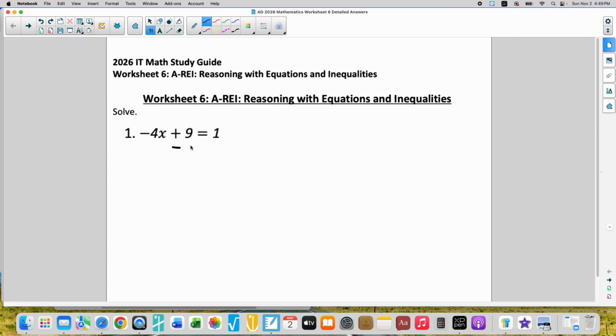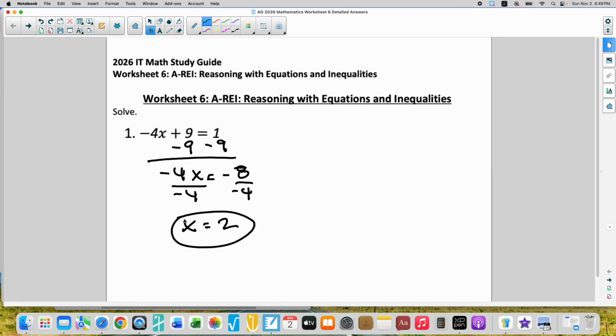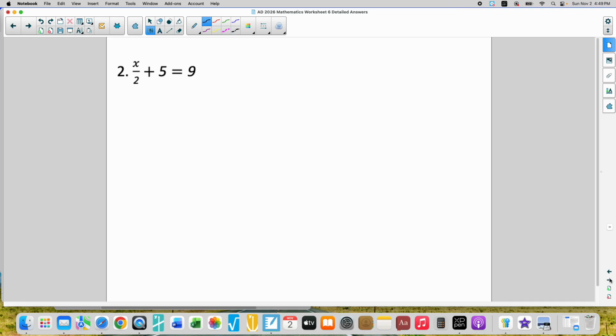So we're going to isolate our variable by getting rid of the addition and subtraction first in this problem. Divide by -4. Those are inverses. X equals +2. If you want to check, you can plug it back in. That gives you -8 plus 9 is 1. We're not going to check.